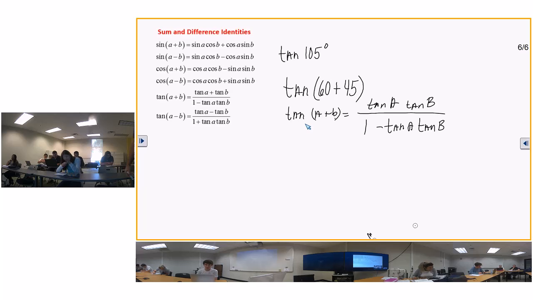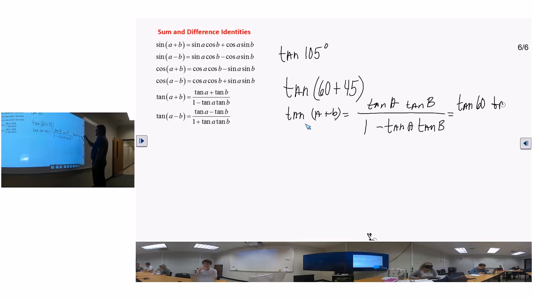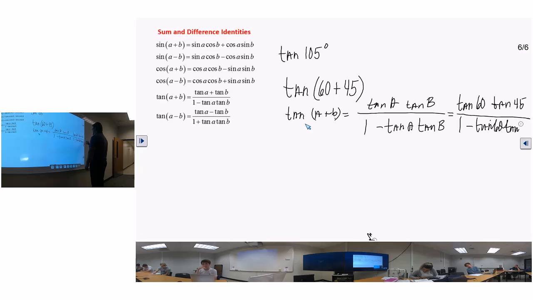All right, so tan of 60. Yeah, square root of 3 over 4. Well, we're going to get there. Hold on. Sorry. That's all right. Okay. Tan of 45 over 1 minus tan of 60, tan of 45.